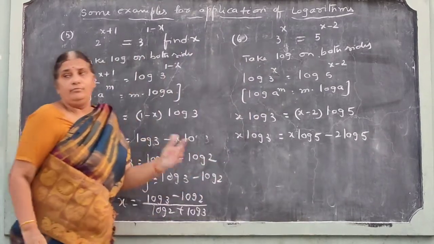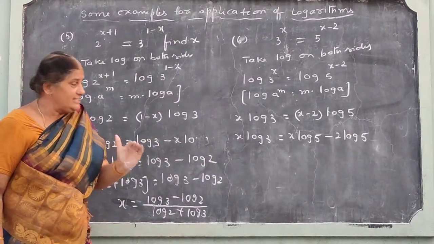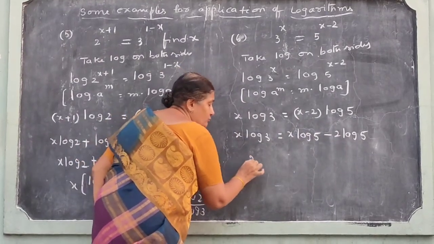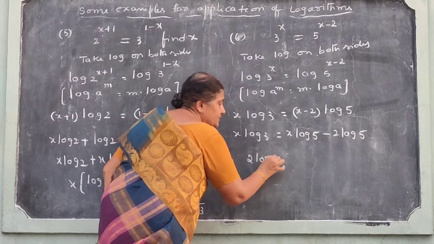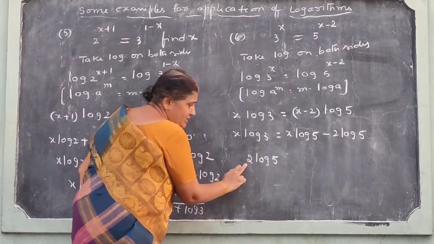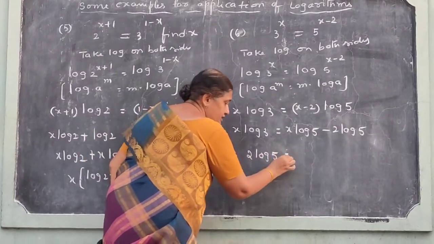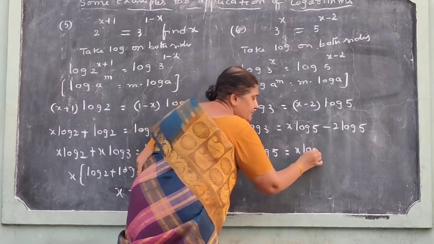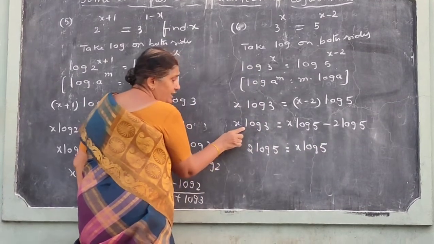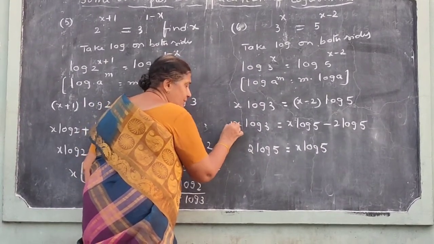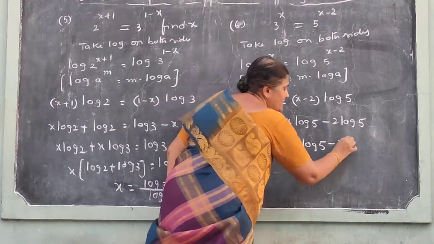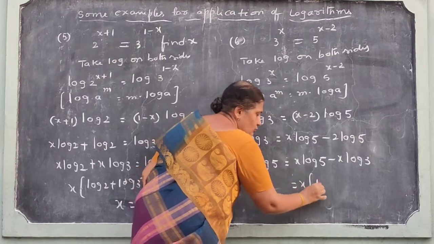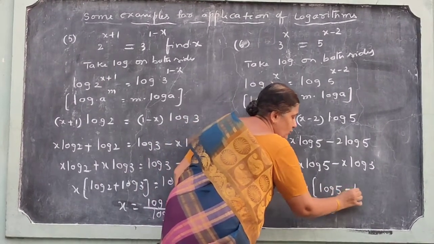Before the logarithm, don't take the negative side. That's why minus 2 log 5 first comes to the left hand side, what will it become? Plus 2 log 5. Minus 2 log 5 comes to LHS, what will change? Plus 2 log 5 is equal to, what value should be left in RHS? x log 5. What is the answer on the left hand side? x log 3. What sign is there? Plus. Plus will go to what? Minus x log 3. What is the common variable? x. What is left? Log 5 minus log 3.